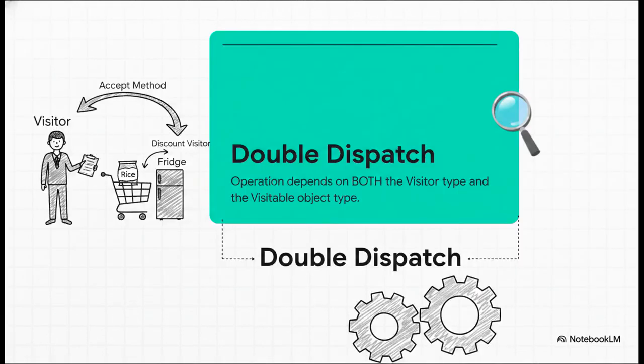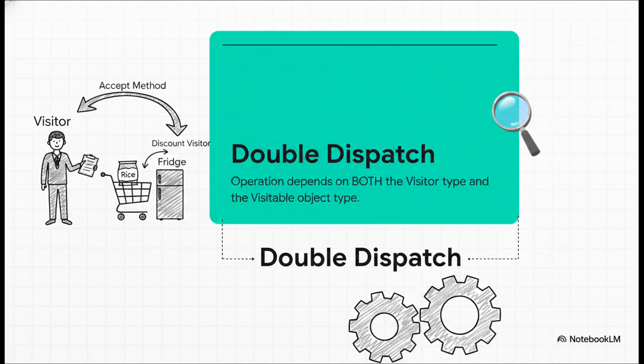This back and forth communication is what we call double dispatch, and it's incredibly important in Go. See, because Go lacks method overloading, meaning you can't just write 5 different visit methods with different parameter types and expect the compiler to magically sort it out, we rely entirely on this double dispatch mechanic.